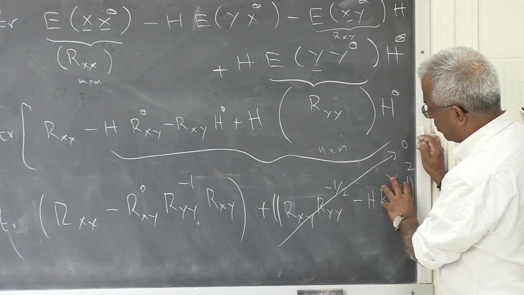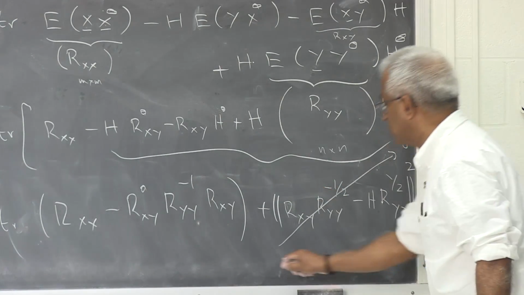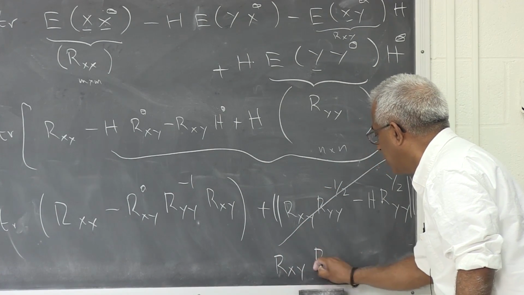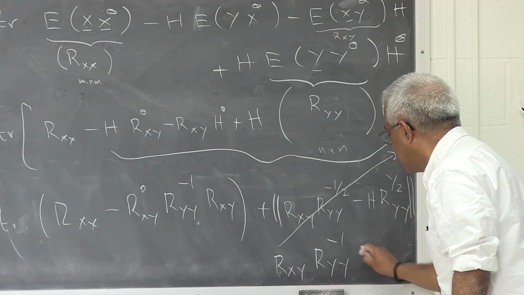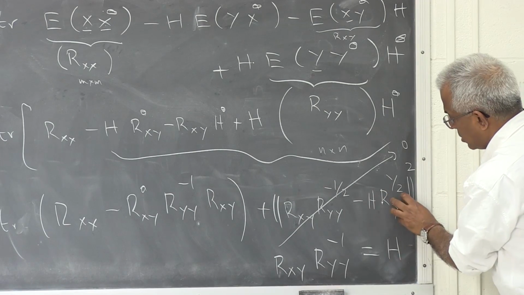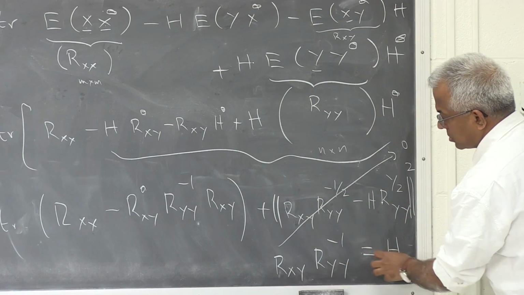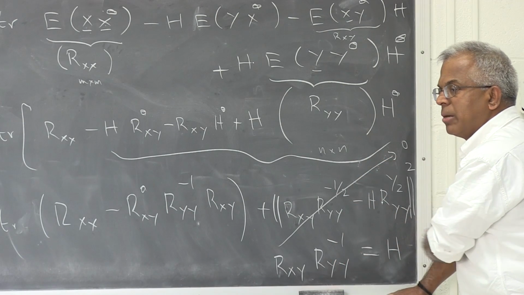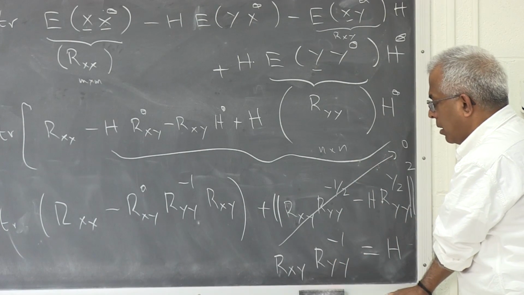H is going to be what? Push this term here. So you can see the H is going to be Rxy Ryy inverse is the best H. Because you equate this equal to this. That means this goes and comes here. So this is a very classic solution. This will come up again and again.